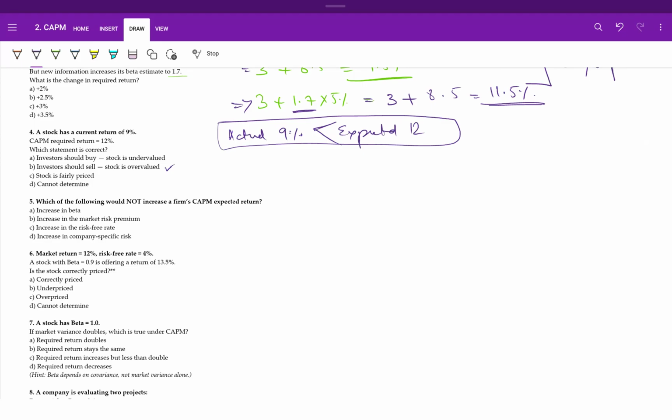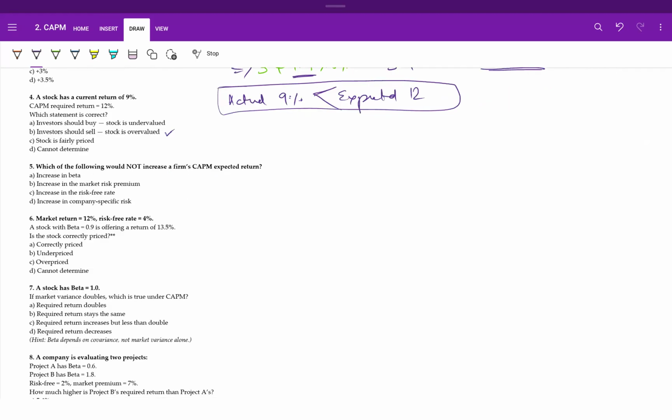Which of the following should not increase the capital asset pricing model expected return? Beta does increase the expected return. An increase in market risk premium will increase it. The risk-free rate will increase it. So company-specific risk is the answer, because company-specific risk is unsystematic. And when we talk about the capital asset pricing model, beta is only about systematic risk.